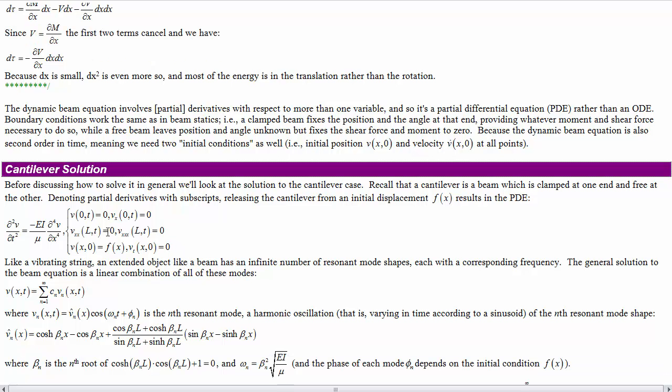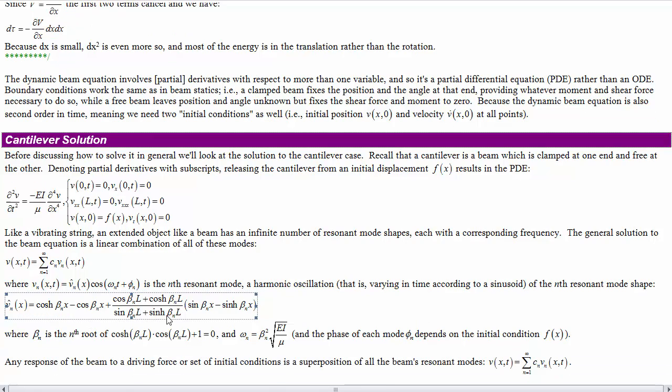What I will say, though, is that the solution to this equation ends up being a linear combination of an infinite number of resonant modes. So Vn is the nth resonant mode. Look at this, it's a harmonic part, so all the time dependence is over here, multiplied by a resonant mode shape, something that just depends on position. This turns out to be the mode shape for the cantilever. It looks scary, but you could just type it into Maple and plot what it looks like.